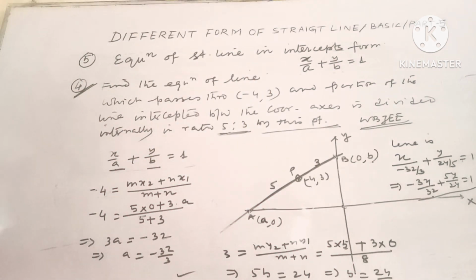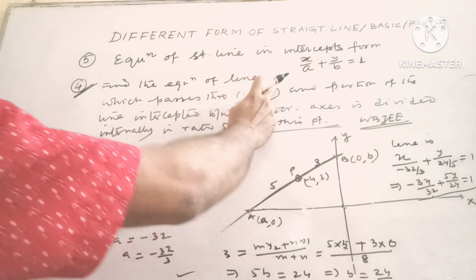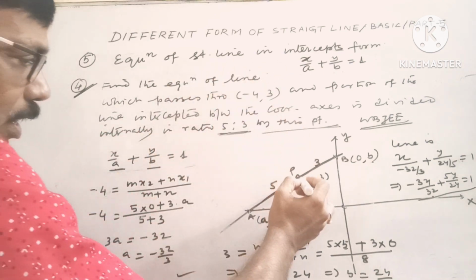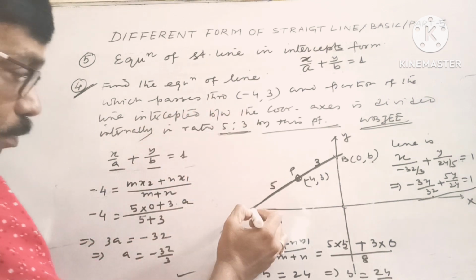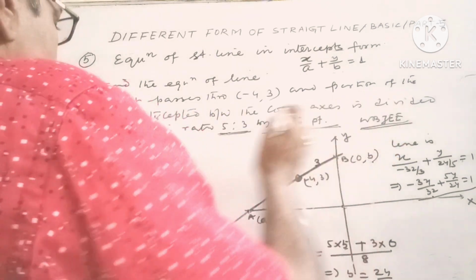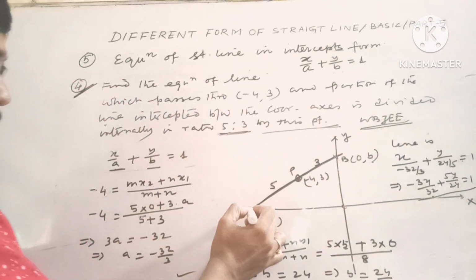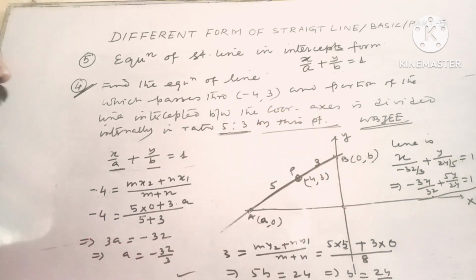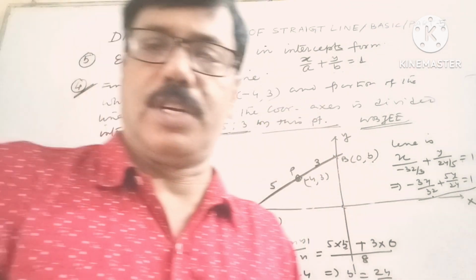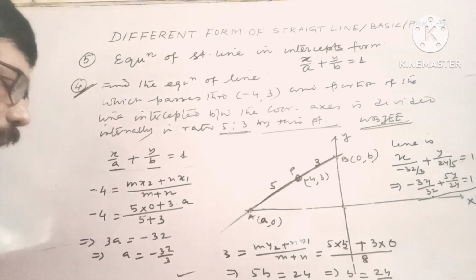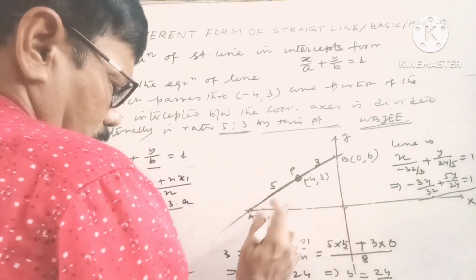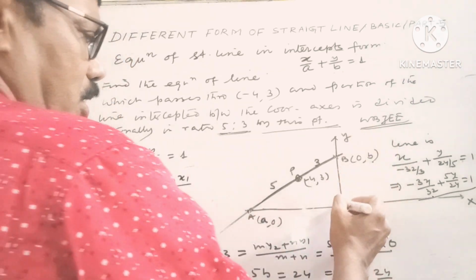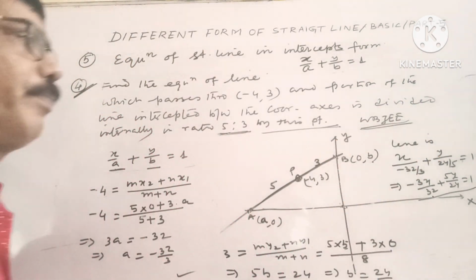So look, find the equation of the line which passes through (-4, 3) and the portion intercepted between the coordinate axes is divided internally in the ratio 5:3. This step is to be noted. Here a may be positive or negative, that is why we are taking (a, 0), not (-a, 0).